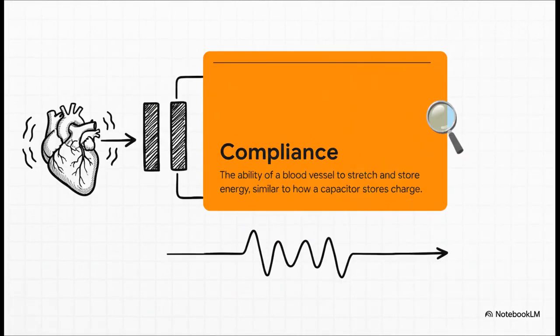The second property is something called compliance. This is basically how stretchy your blood vessels are. See, when your heart pumps, the vessels expand a little, and they store some of that energy, exactly like how a capacitor in a circuit stores an electrical charge. Then, in between beats, they shrink back, releasing that energy to keep the blood moving smoothly. This is the secret to turning a pulsing heartbeat into continuous blood flow.